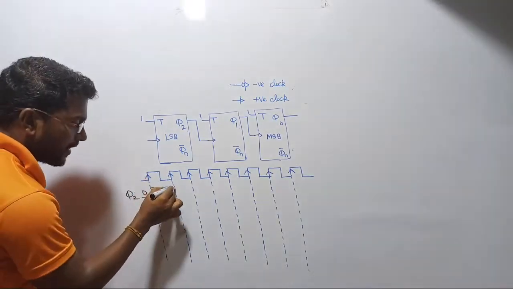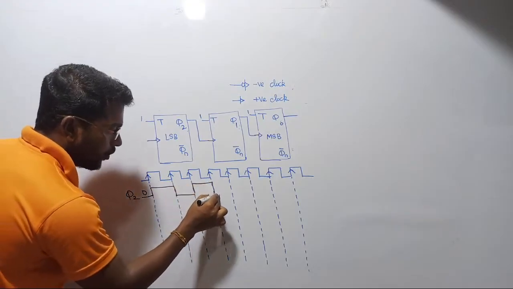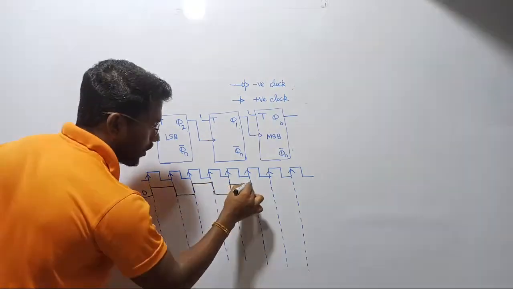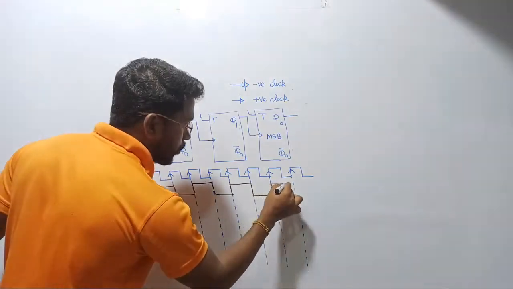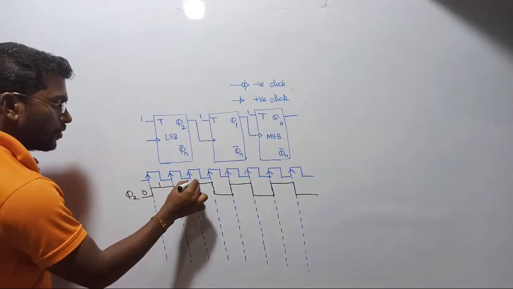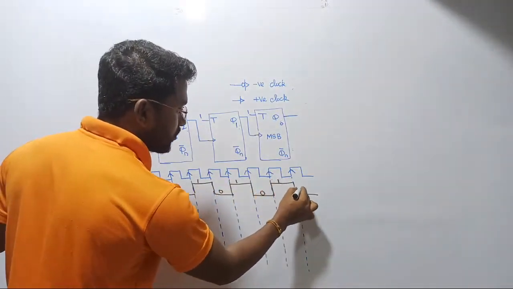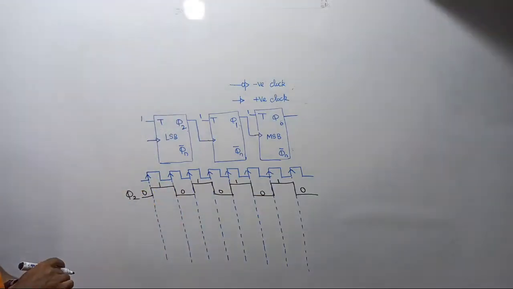Again while giving the second clock pulse, it is going from 1 to 0, again 0 to 1, again 1 to 0, and so on. It keeps on toggling its value.